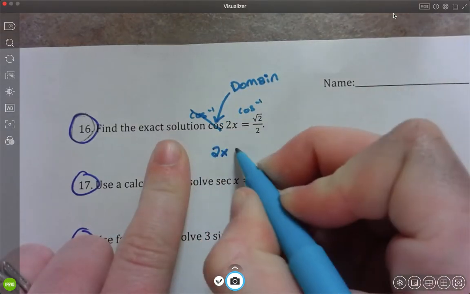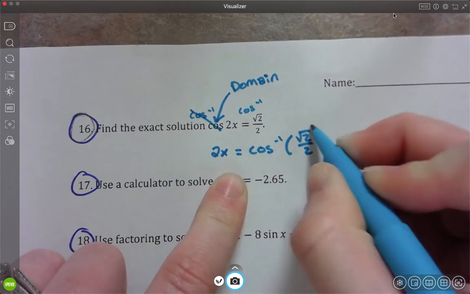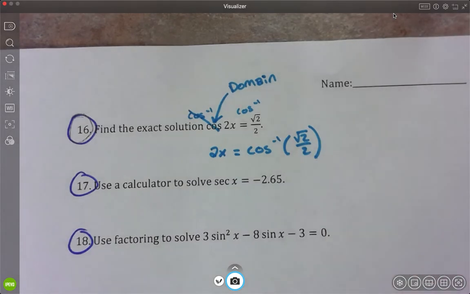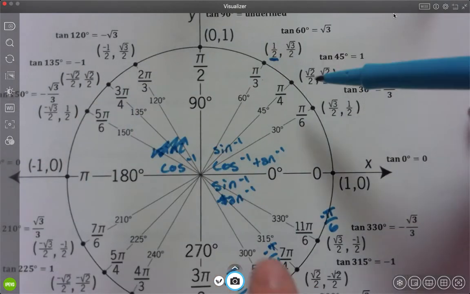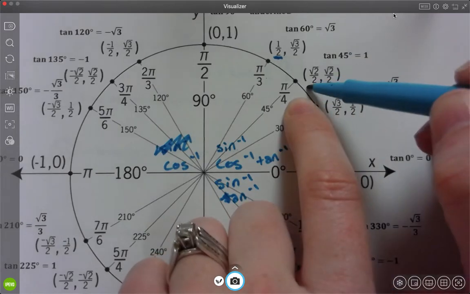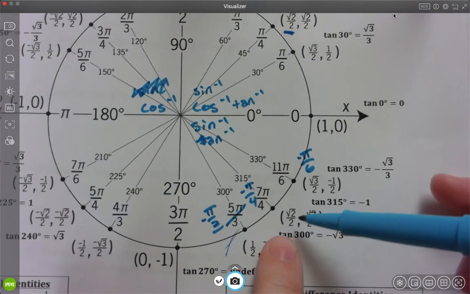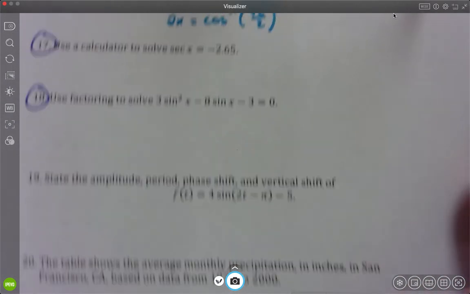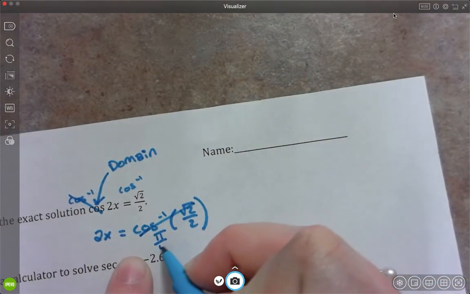Then I'm looking for inverse cosine of the square root of 2 over 2. There are two places where cosine is the square root of 2 over 2, and we're going to find both of those places. Square root of 2 over 2 is right here at pi over 4. We're looking at the x-coordinate, cosine. It's also going to be at 7 pi over 4. So this is pi over 4 or 7 pi over 4.